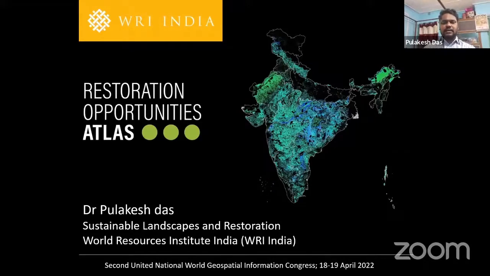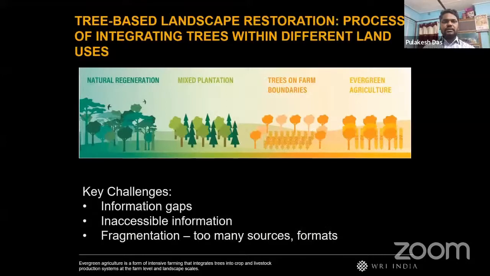of interventions. And yeah, this landscape restoration basically talks about the tree-based restoration events. Here you can see these tree-based interventions can be placed for natural species regeneration or mixed species plantation or agroforestry or trees on farm boundaries, and the evergreen agriculture practices. Evergreen agriculture is an intensive farming system that integrates the trees into crops and livestock production system in the farm and the landscape scales.